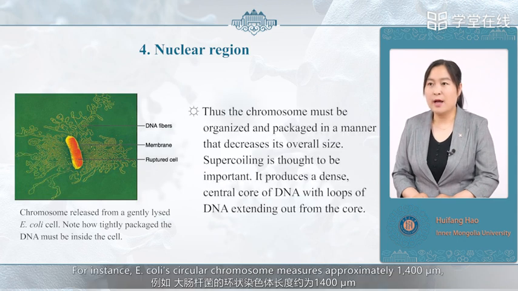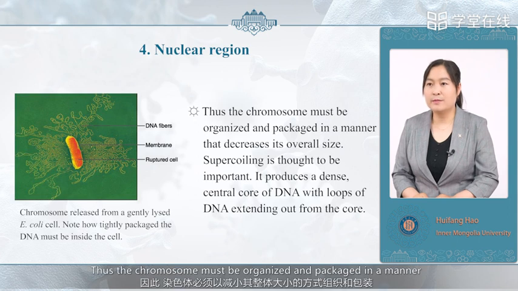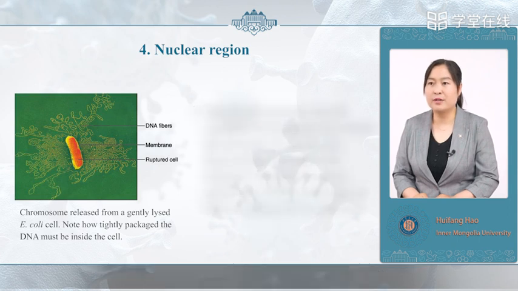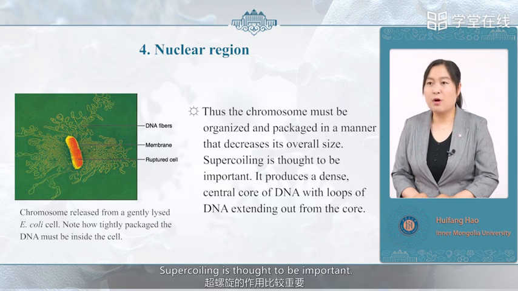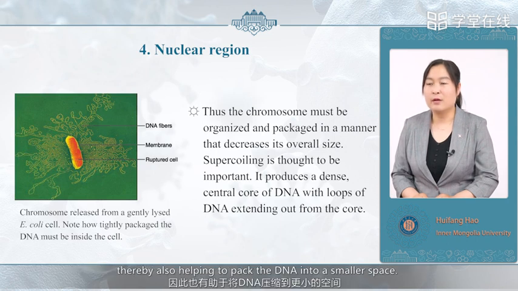For instance, E. coli's circular chromosome measures approximately 1,400 microns, or about 230 to 700 times longer than the cell. Thus, the chromosome must be organized and packaged in a manner that decreases its overall size. Supercoiling is thought to be important. It produces a dense central core of DNA with loops of DNA extending out from the core. Several nucleoid-associated proteins cause the chromosome to bend and fold, thereby also helping to pack the DNA into a smaller space.